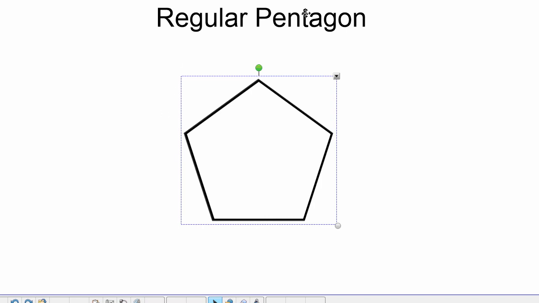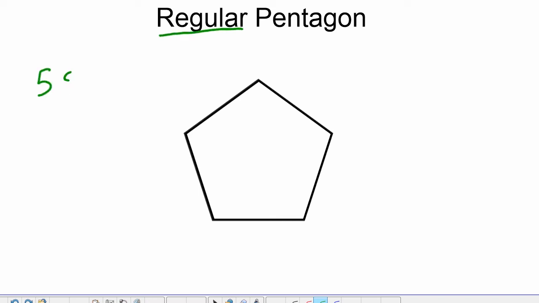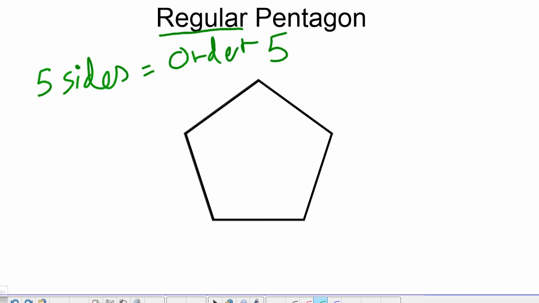Okay, so any regular shape, its rotational symmetry is equal to the number of sides. So for a regular shape, 5 sides equals order 5 rotational symmetry. Regular shapes only.